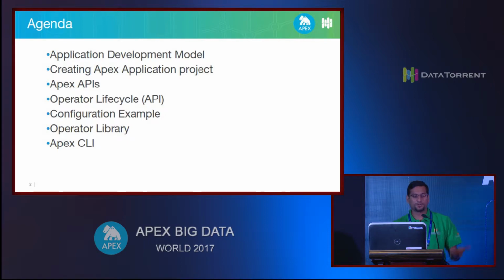And we'll go through an operator library which is called Malhar. And finally, we'll see something called Apex CLI. So this is the place where you can interact with the applications which are running. You can launch applications and so on. Okay.